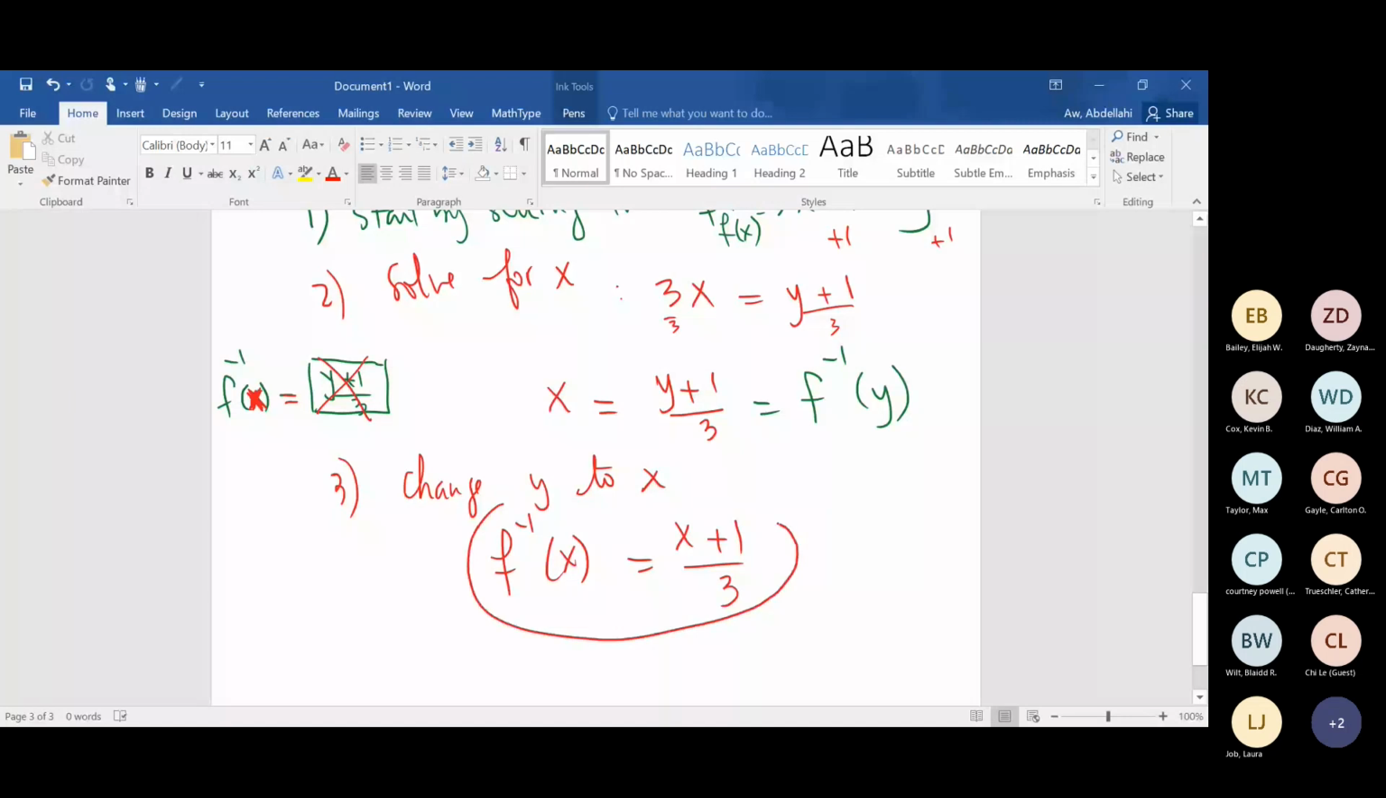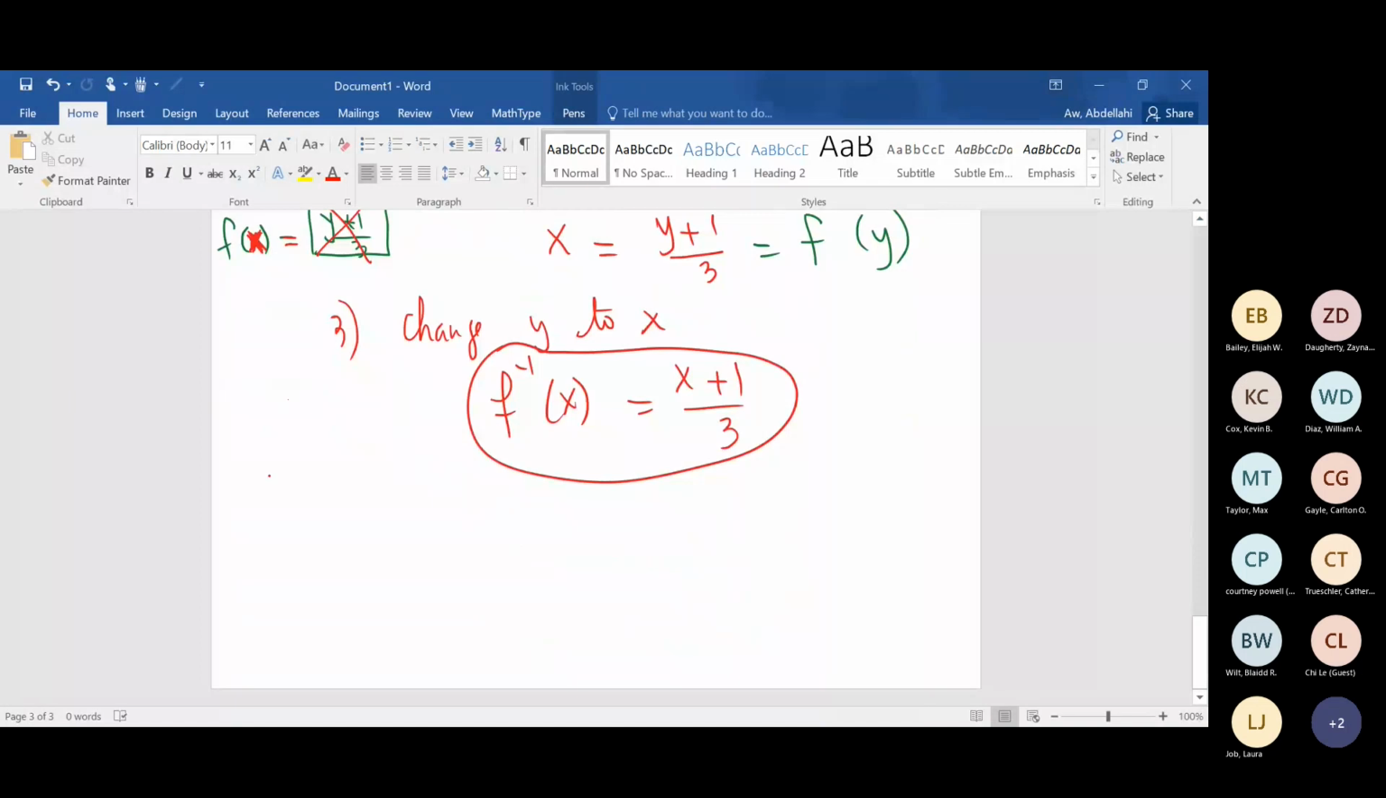Again, this last step is a formal step. It is just for me to have the two variables be the same. By the way, when you have f of x equals x plus 1 over 3, you have f of y equals y plus 1 over 3, and f of z equals z plus 1 over 3.